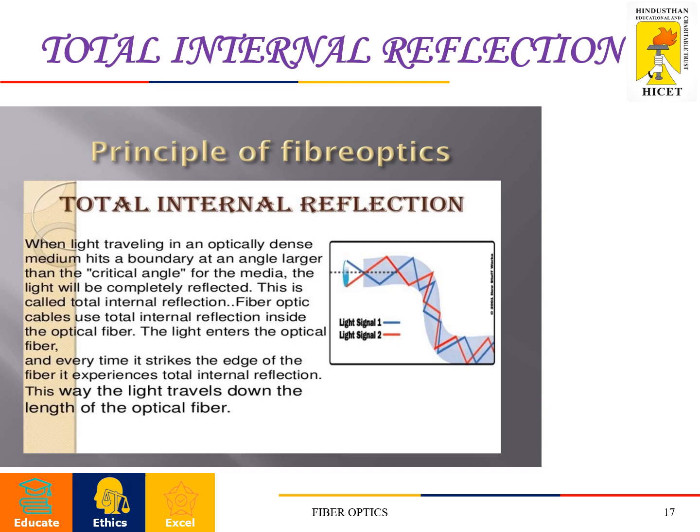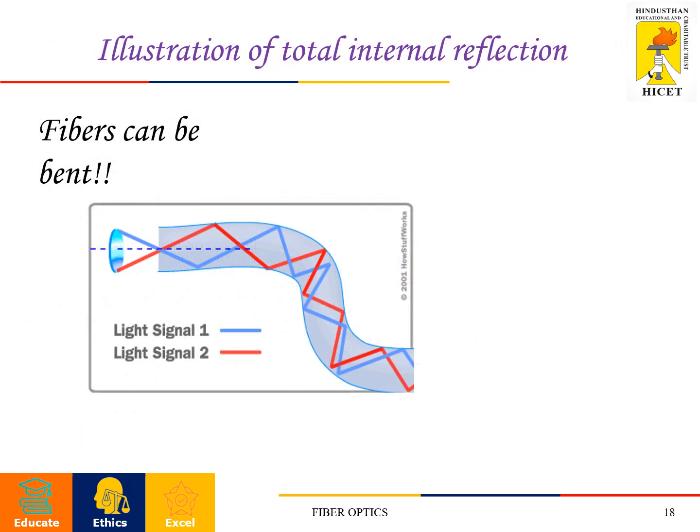So, the principle of fiber optics. When light traveling in an optically denser medium hits a boundary at an angle larger than the critical angle for the media, the light will be completely reflected. This is called total internal reflection. Fiber optic cables use total internal reflection inside the optical fiber. Light enters the optical fiber and every time it strikes the edge of the fiber, it experiences total internal reflection. This way, light travels down the length of the optical fiber. Fibers can be bent.